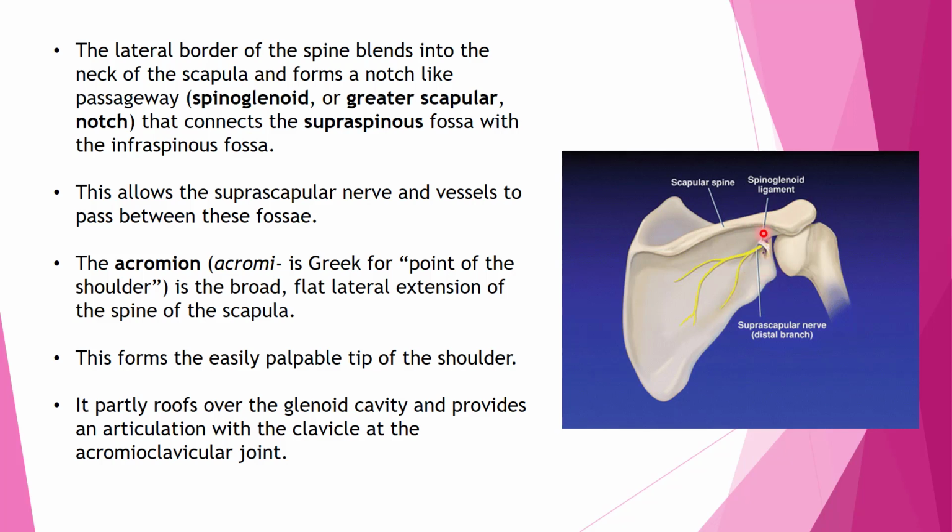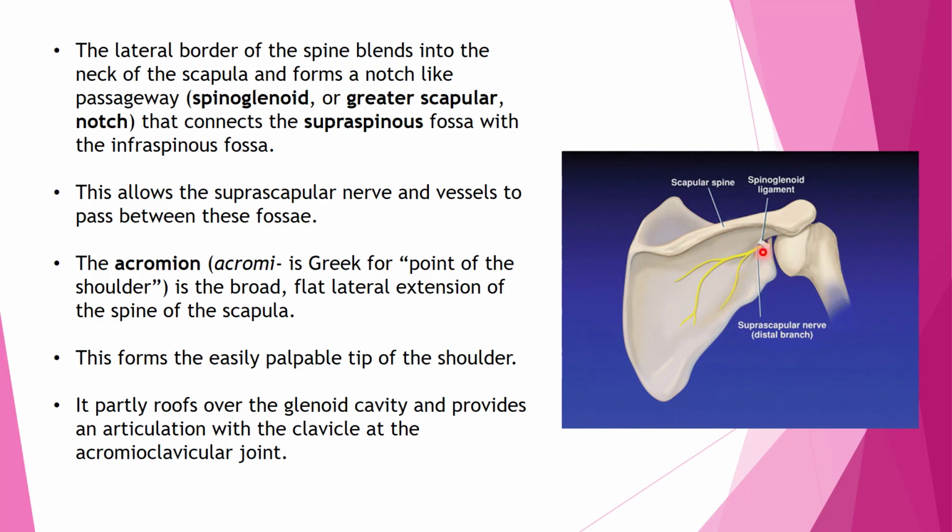See here, this is glenoid cavity and this is the spine of the scapula. In between the glenoid cavity and the spine of the scapula, there is a small notch, or a pathway or a passageway, which is named as spinoglenoid notch, because it is in between the spinous process and the glenoid cavity. That's why it is named as spinoglenoid notch or the greater scapular notch, which is connecting the supraspinous fossa above and infraspinous fossa below.